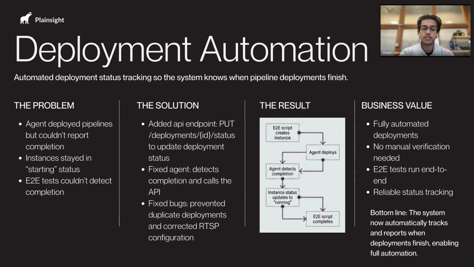Along the way, we fixed key reliability issues, including RTSP service configuration and duplicate pipeline run creations to make deployments consistent and predictable. The result that we see now is a fully automated closed loop deployment system with a clear owner. From a business perspective, this removes manual verification, enables end-to-end testing, and provides accurate deployment visibility.